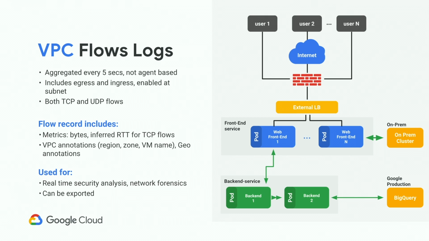A typical flow log record includes bytes and inferred RTTs. Moreover, it has several annotations that will be very useful, such as VPC annotations, which instance, which subnetwork, which region, which zone, and other geo annotations. It can be used for security analysis and network forensics. You can also export the raw VPC flow logs in a secure manner using things like Cloud PubSub to Stackdriver logging or BigQuery or any other engine of your choosing to visualize and track them.